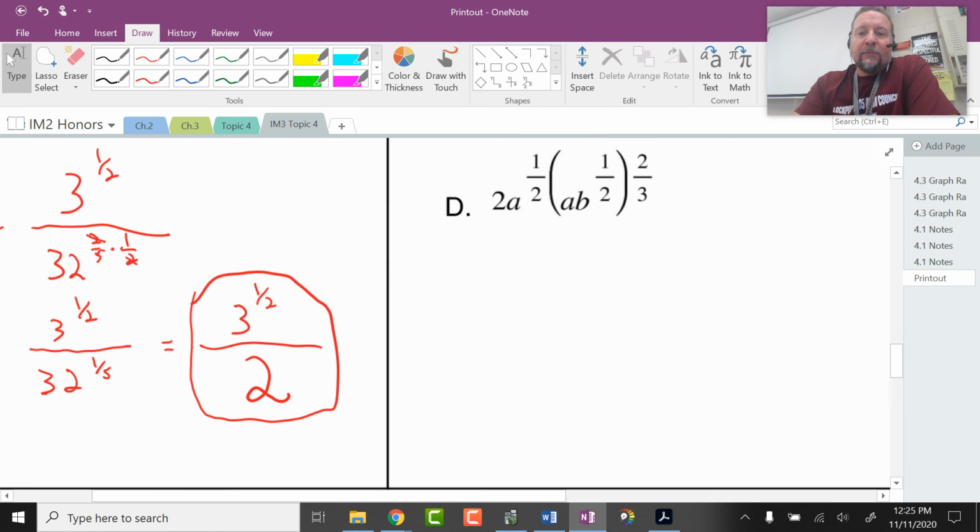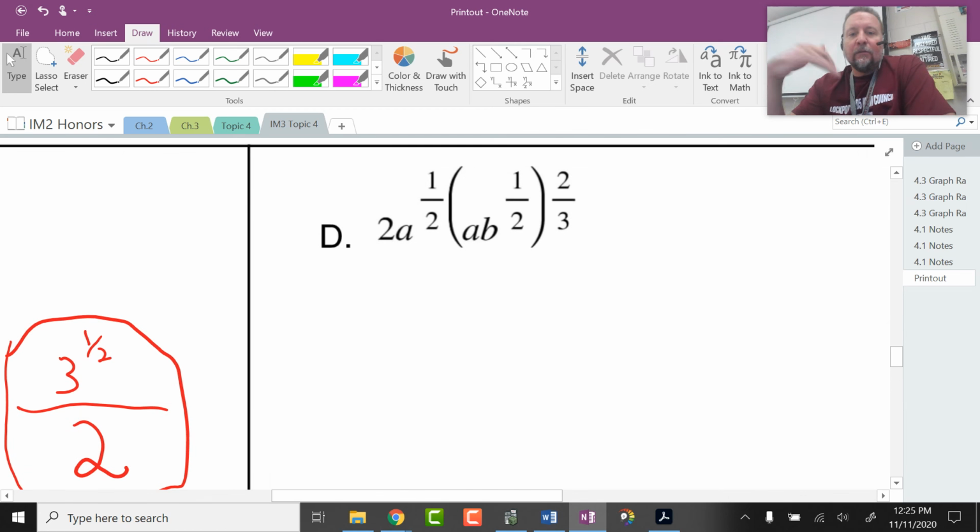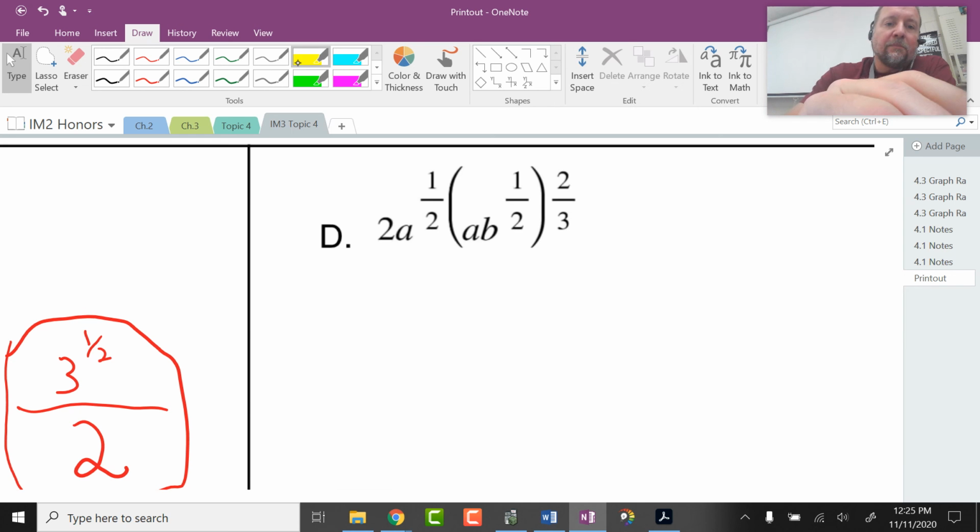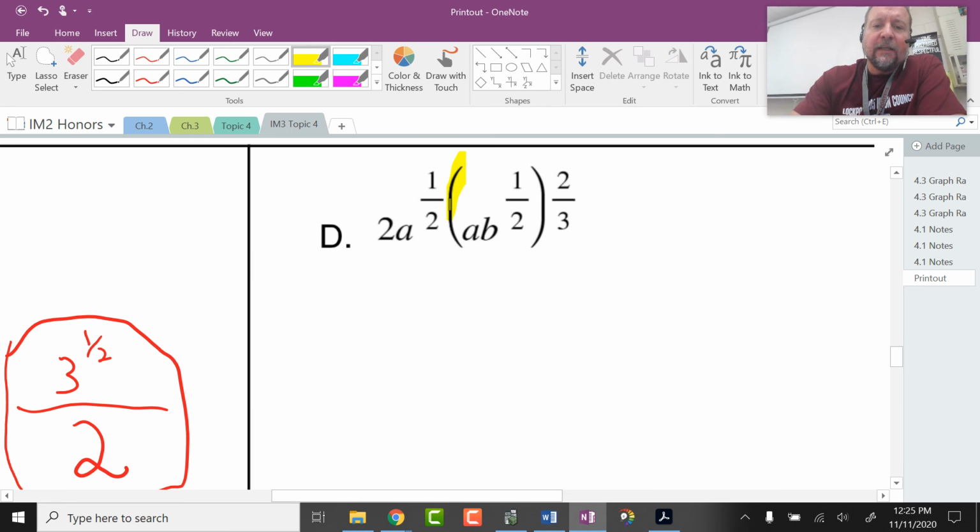Okay, and then last but not least, these questions can be a little bit silly, but you just gotta follow your steps, and you'll be fine. So, like I said, you look at the parentheses. Is there anything I could do on the inside? And the answer to that is no. a times b to the half. They're both different bases, so there's nothing I can do with that.